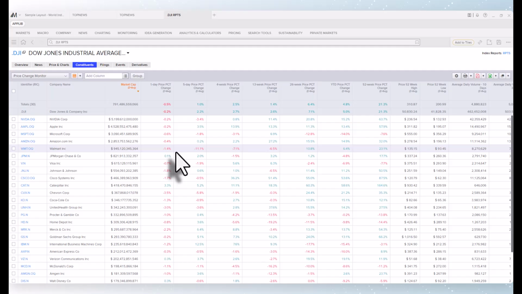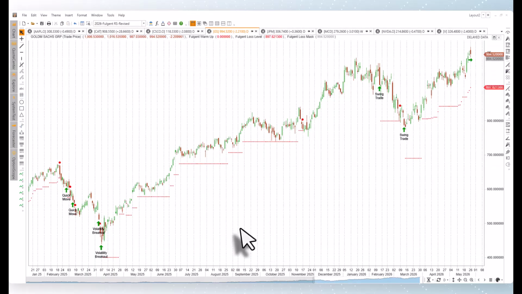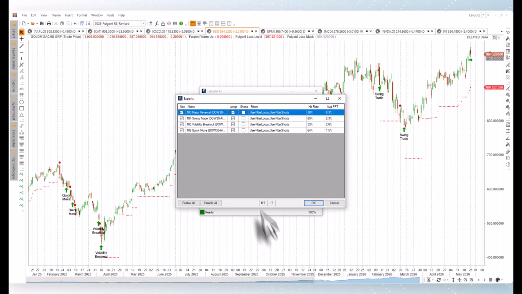Now, there's a very large market cap, a large index, and all the favorites are there: blue chip stocks, Nvidia, Apple, Microsoft, Amazon, JP Morgan, Goldman Sachs, etc. So you are already covering a large part of the market. So we're using the Fulgent AI Engine that sits on the MetaStock platform, and we're going to look at 4 different strategies: volatility breakout, quick move, swing trades, and major reversals. Now, if I load the AI, here are the 4 strategies.